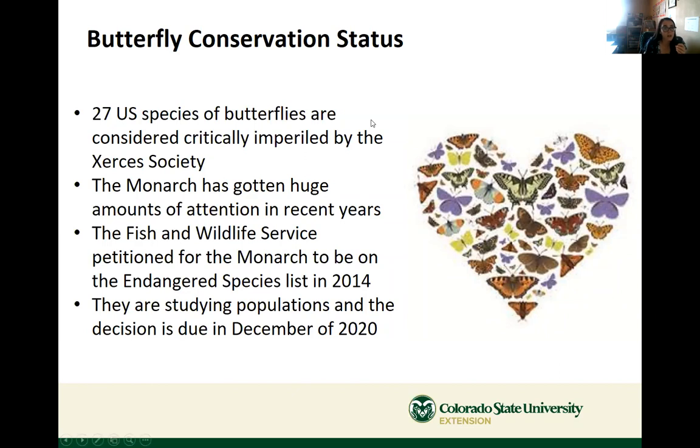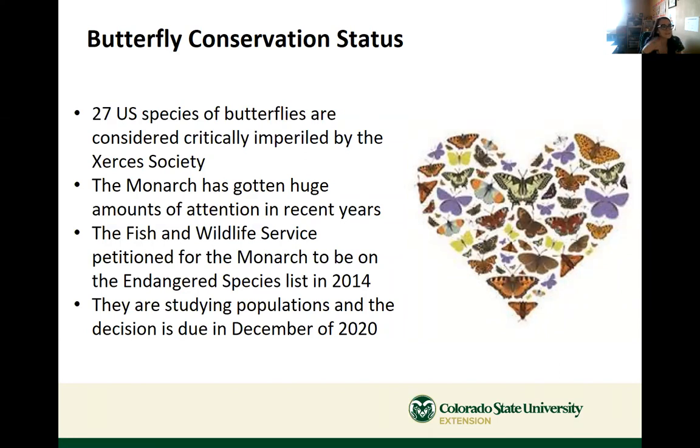The monarch has gotten a lot of attention in recent years. I mean, everybody's heard of the monarch butterfly. The Fish and Wildlife Service actually petitioned for the monarch to be on the endangered species list. They petitioned for that in 2014. It was found that there is reasonable concern that the monarch should be on the endangered species list.